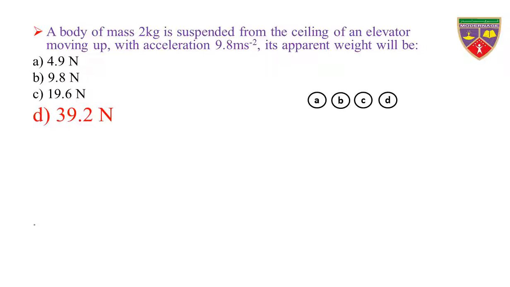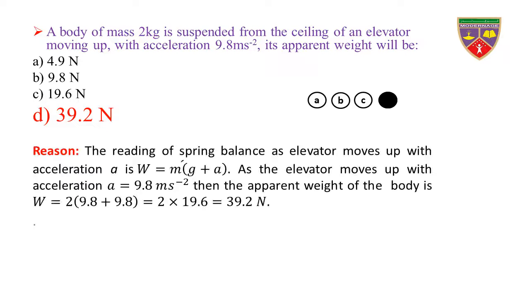The key is 39.2 Newton. Therefore, the correct option is D. Reason: the reading of spring balance as the elevator moves upward with acceleration A is W is equal to M into G plus A, as the elevator moves up with acceleration A is equal to 9.8 meter per second square.